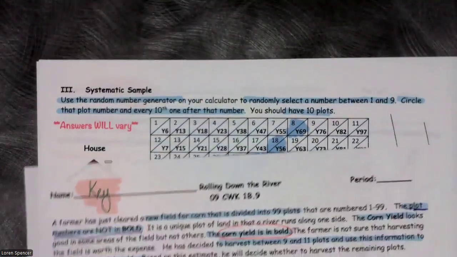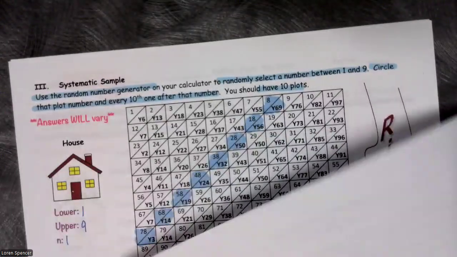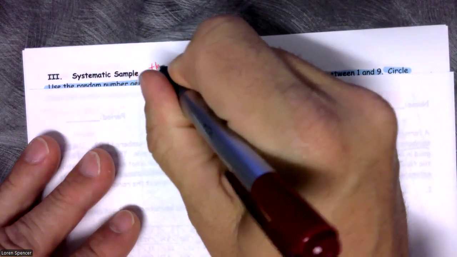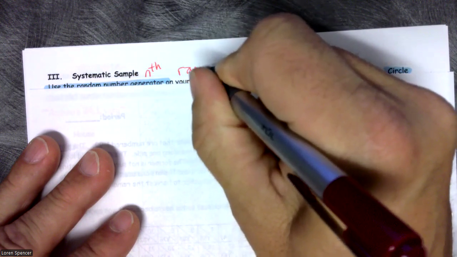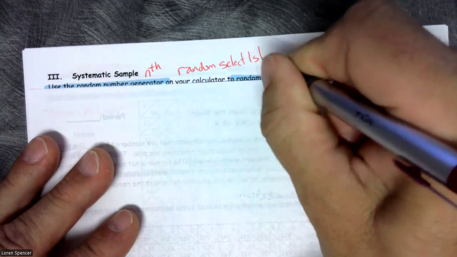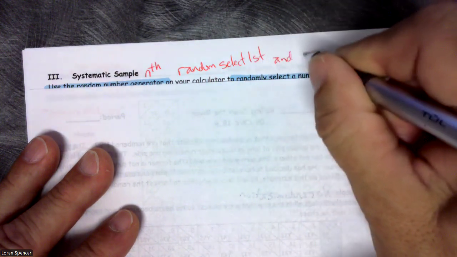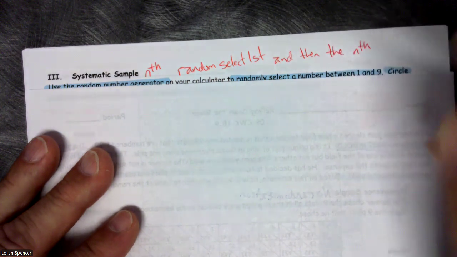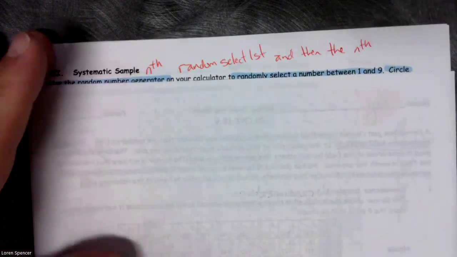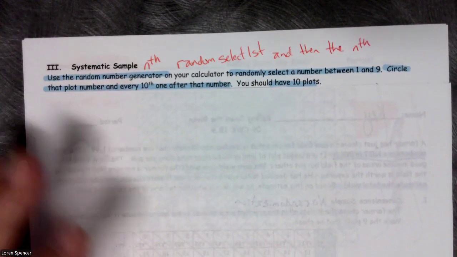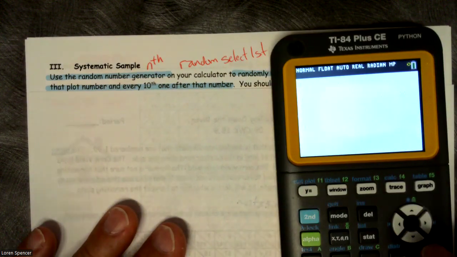So the next thing we're going to do is move on to the systematic sample. Well, in a systematic sample, we're looking for every nth. All right, we're going to randomly select the first, and then the nth. So in this case, use a random number generator to select a number between 1 and 9. Well, we're only going to select one number. All right. Now I'm going to show you how to do that.